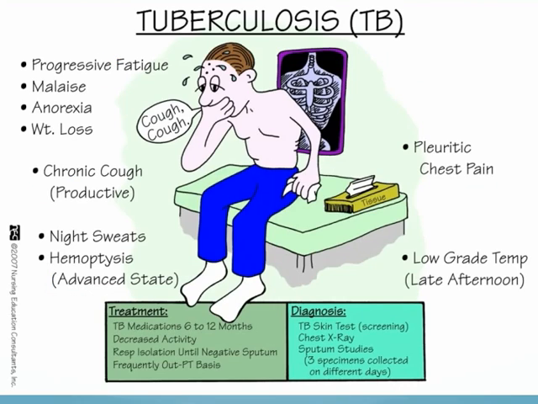So take a few moments here and look at all the signs and symptoms you may see with tuberculosis, but we get that progressive fatigue, the malaise, the anorexia, weight loss. The main thing is just this chronic productive cough. So chronic cough, oftentimes with some blood in the cough, maybe a low-grade temperature, maybe some chest pain, but that's basically what we see, is that cough, cough, cough.